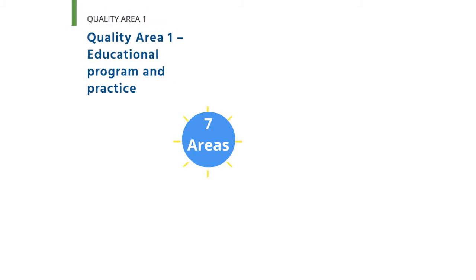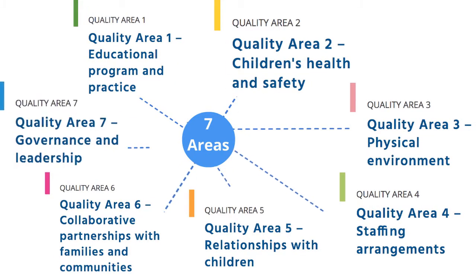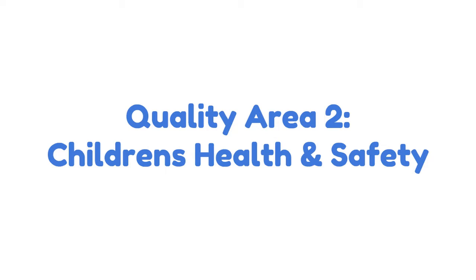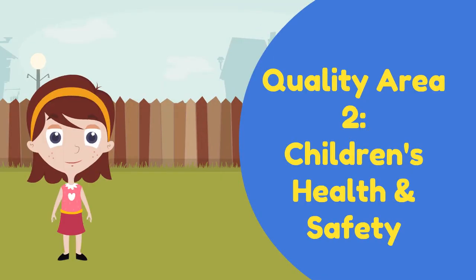The NQS is categorised into 7 quality areas, each with its own outcome focus designed to help children get the care they need. One important objective of the NQS is to ensure the safety, health and well-being of all children attending education. Quality Area 2 acknowledges children's right to experience an environment that meets their health and safety needs.